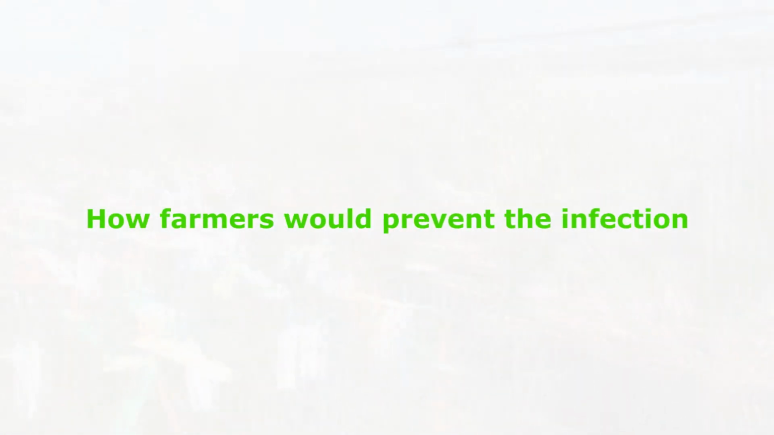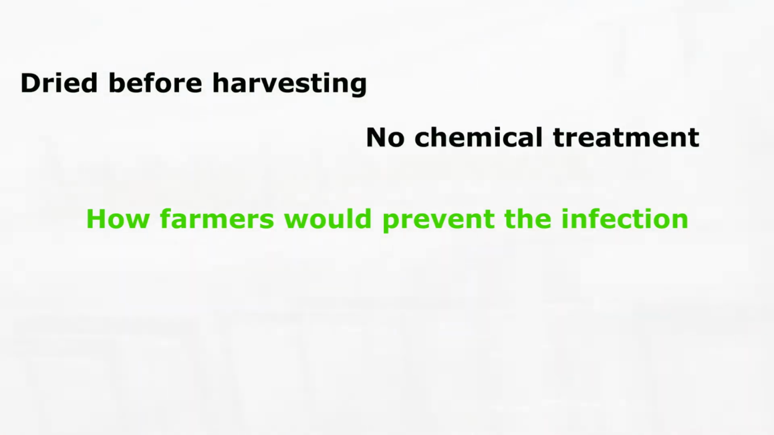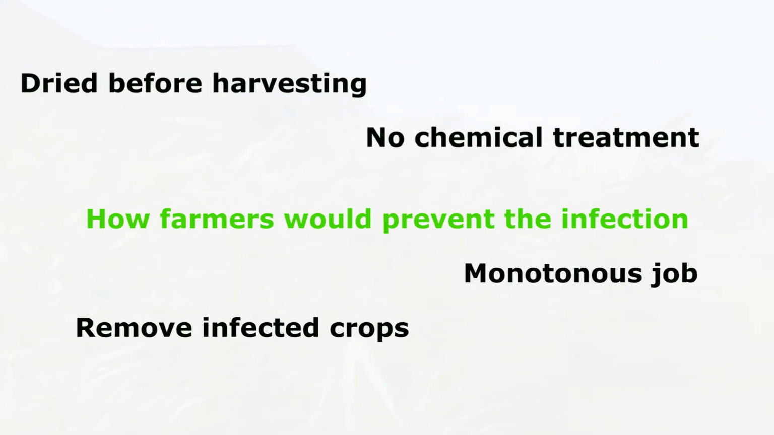Like the farmer mentioned earlier, he would ensure the onion crops are dried before harvesting. The farmers had no chemical treatment to stop or prevent the pathogens from pervading and infecting other crops. Hence, the only option the farmer has is to remove the infected crops from the surrounding. The farmers displayed signs of struggling as it is a monotonous job and requires care. It is also very labor intensive to pick up the crops and discard them.